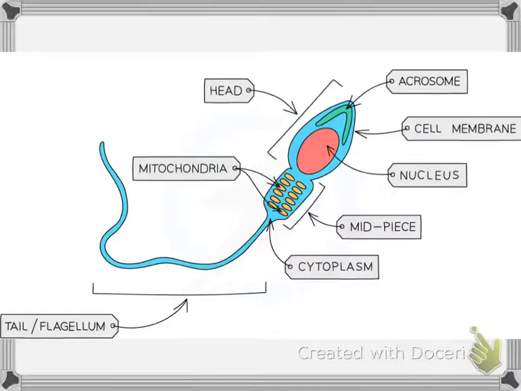This is a sperm cell. So this is the acrosome, this green one. Then this is the cell membrane. This is the nucleus. This whole part is the head. Then this is the mitochondria. The whole thing is called the midpiece. This is the cytoplasm. Then the whole tail is called the tail or the flagellum.